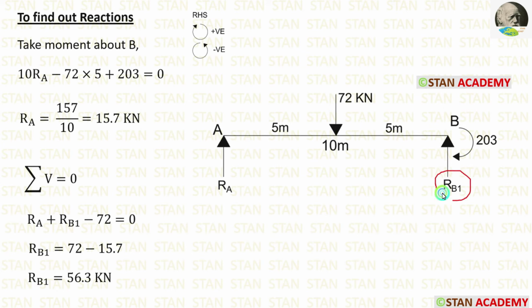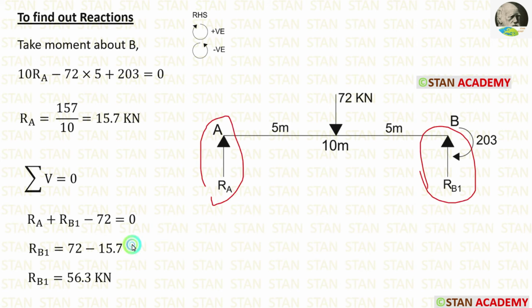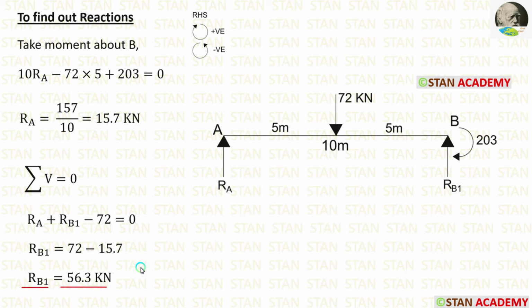To find out RB1, let us apply the rule summation of vertical forces is equal to 0. We are having three vertical forces. RA and RB1 are acting upwards, so they will be positive. The point load 72 kN is acting downwards, so it will be negative. RA we have already calculated, we can apply that. After calculation, we are getting RB1 is equal to 56.3 kilonewton.